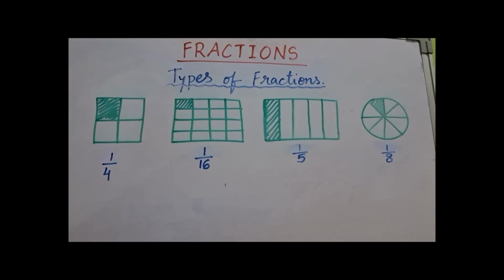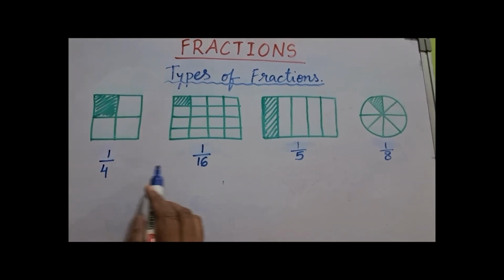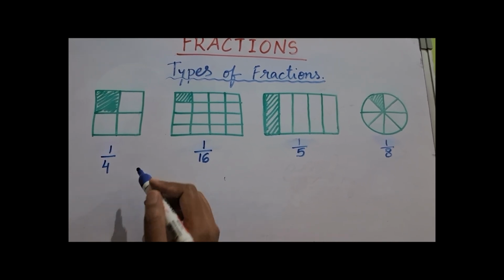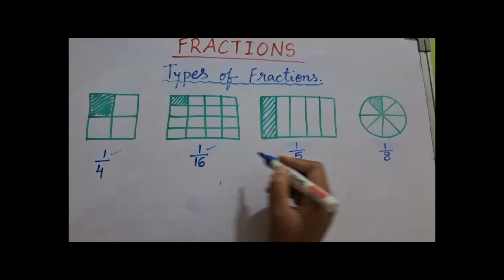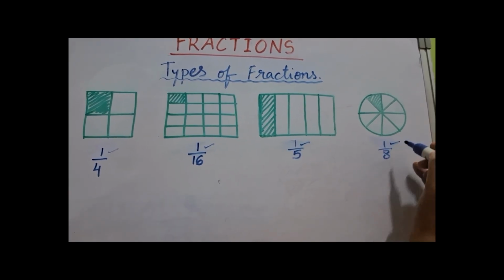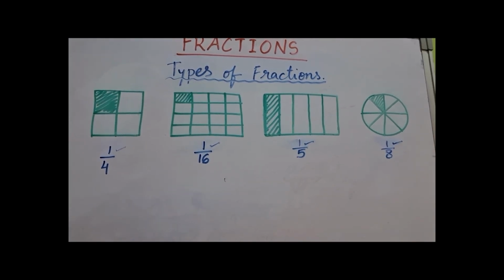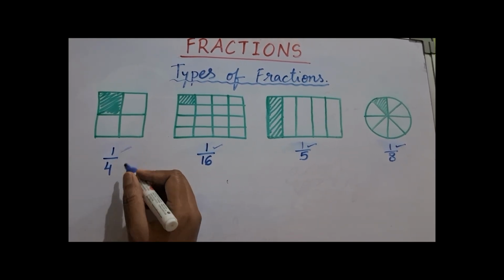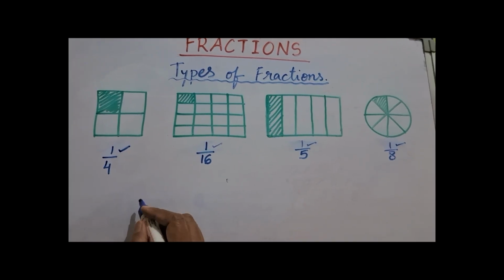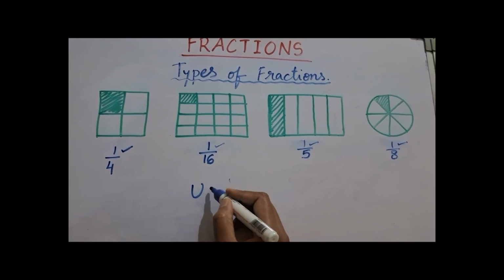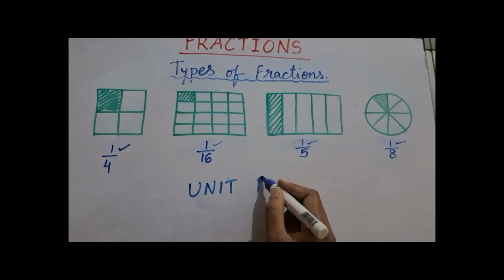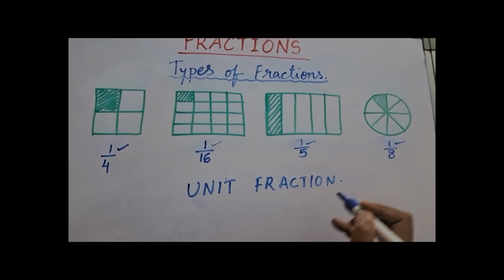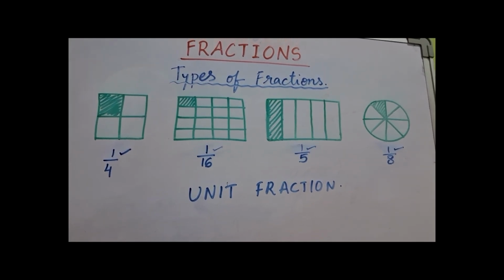Okay children. Now, what is similar, children, in all these 4 fractions? We can see that the numerator is 1 in all of these. So whenever the numerator is 1 in a fraction, that fraction is called a unit fraction. Unit fraction. Okay children.